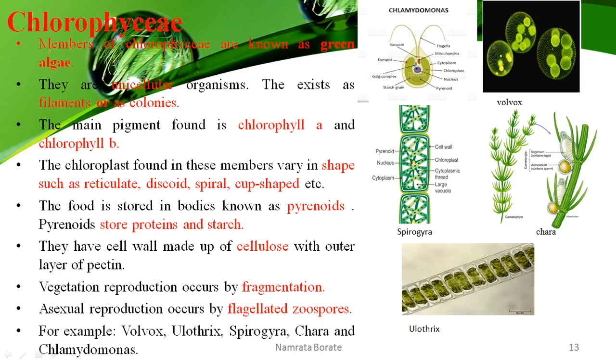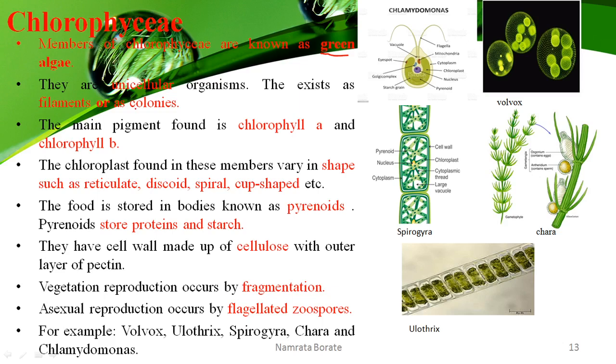First of all, we start with the first class, that's Chlorophyceae. The members of Chlorophyceae are green in color. The most important point here is what color Chlorophyceae algae are: green. So you can remember most of its characteristics on the basis of this color pigment, as this is a green color algae.